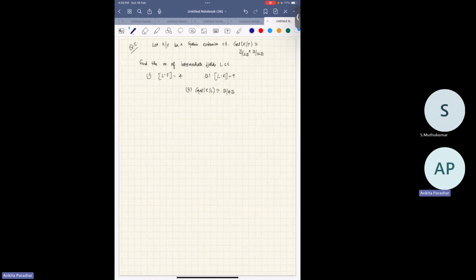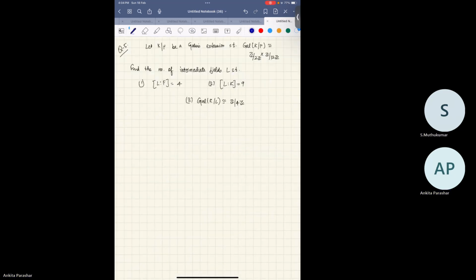Now let's move to the next one. We are given a Galois extension such that the Galois group is... I have taken this question from the problems I have discussed in the lectures. I have just taken this problem because I find it really nice, so I just want to discuss it in detail. If you want, we can discuss it. If you don't want, we can leave it. Discuss. Okay, all right.